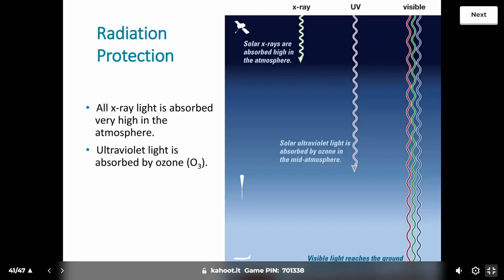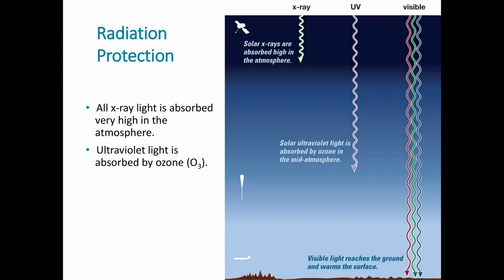So somebody said protection, so it's a very important source of protection from radiation coming from space, especially from the sun. So all of the X-ray radiation from the sun is absorbed very high in Earth's atmosphere. Ultraviolet light penetrates farther into the atmosphere, but it is absorbed by a layer of ozone kind of in the middle of the atmosphere, and then visible light makes it all the way through the atmosphere to the surface.